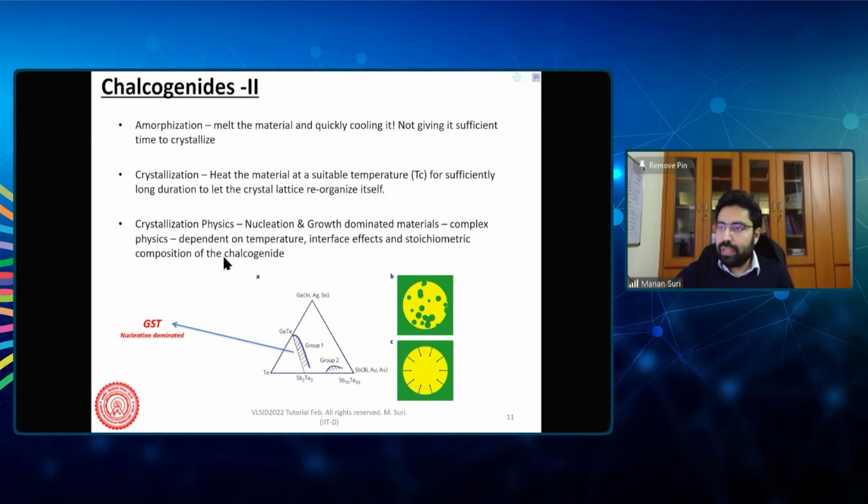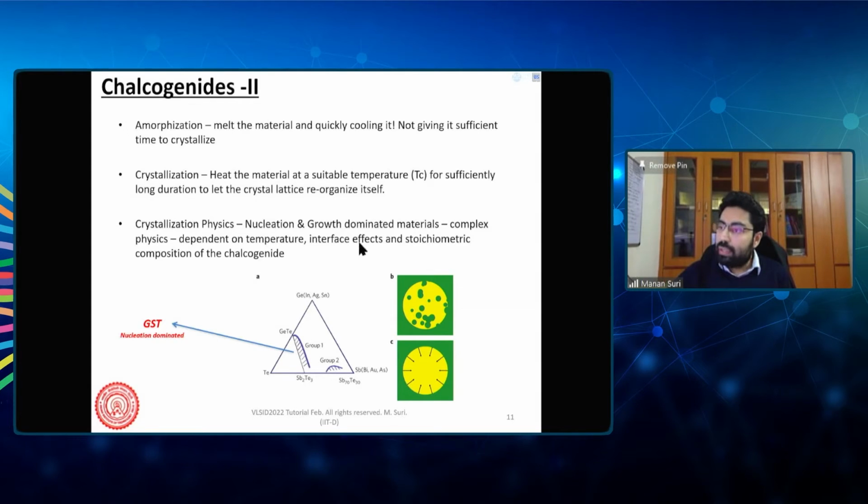Now, crystallization in itself is a complex physical process. It involves other intricate processes such as nucleation and growth. What this chart shows you is the appearance of crystalline nuclei inside an amorphous mass. The yellow here is an amorphous region in a chalcogenide, and the green is the crystalline region. A nucleation dominated material, when it begins to crystallize, would crystallize by the appearance of these crystal nuclei. Predominantly more and more crystal nuclei would appear, and that is how the amorphous region would get converted to crystalline.